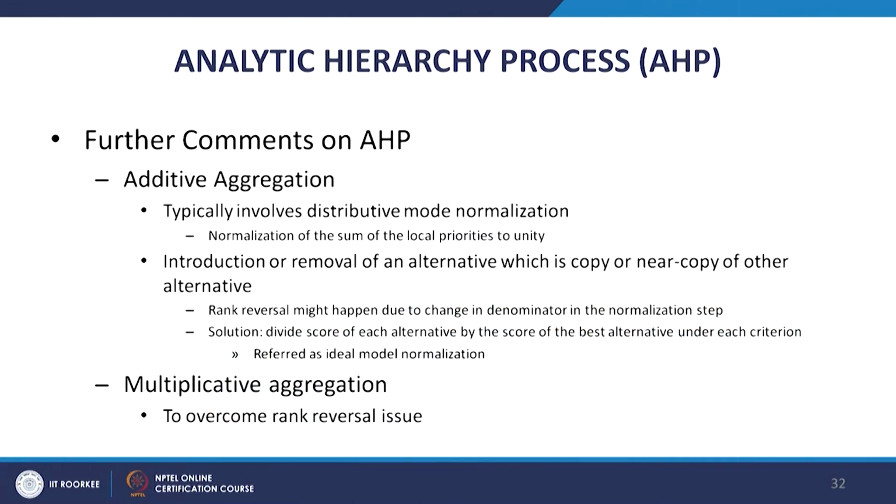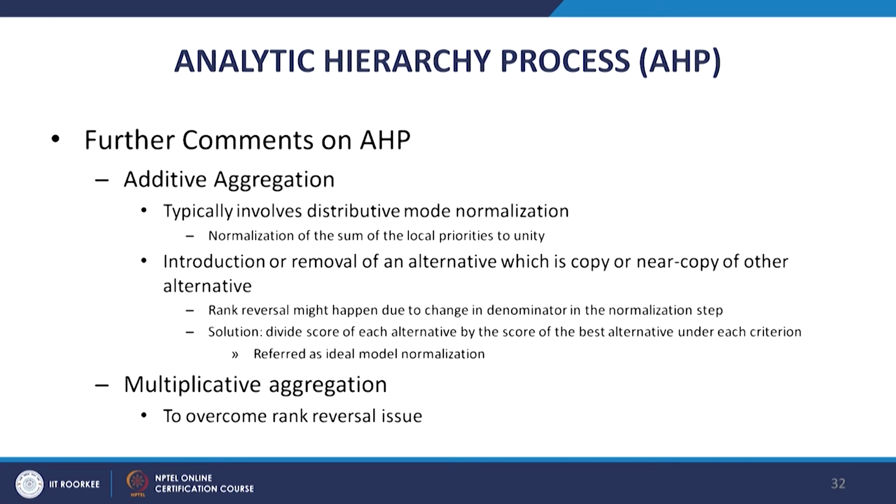A solution has been recommended. In the normalization step, instead of dividing by the sum of all the values, we can divide by the score of the best alternative. In that sense, the rank reversal problem can be sorted out. This particular mode is referred to as ideal mode normalization, where instead of the sum of all the priorities, we divide the score by the best alternative.